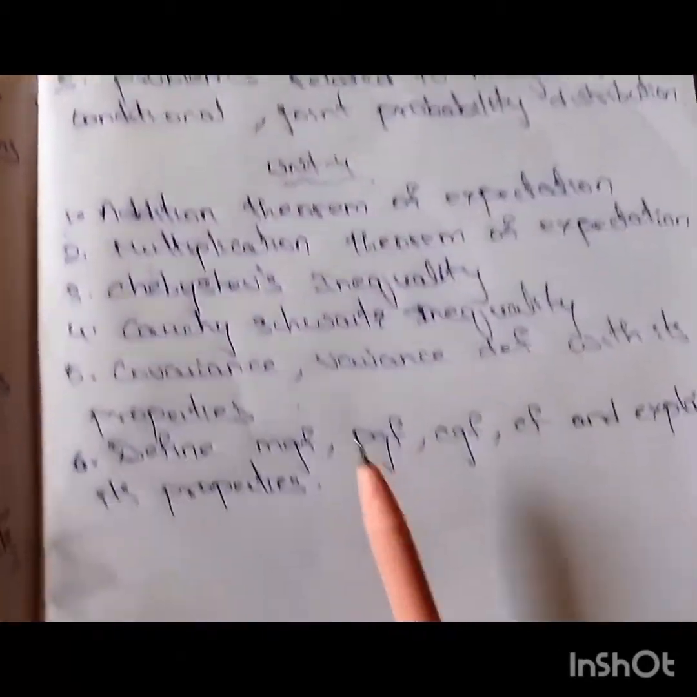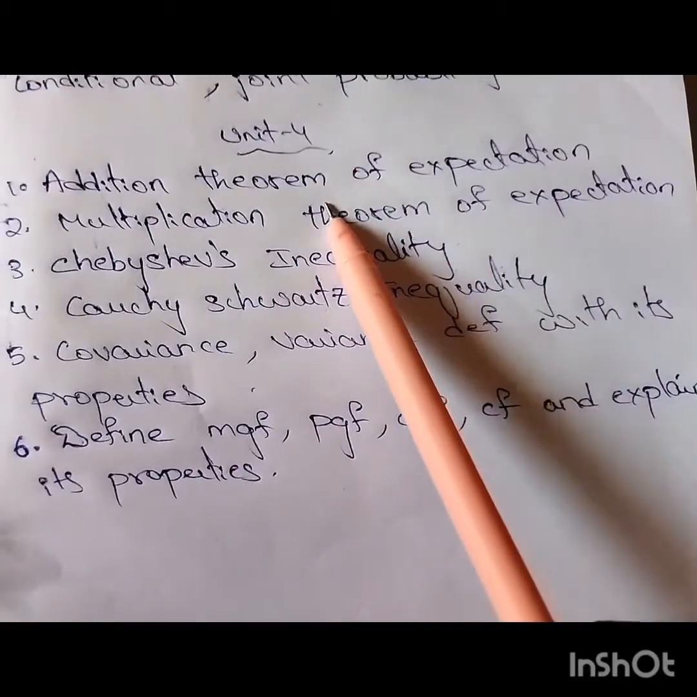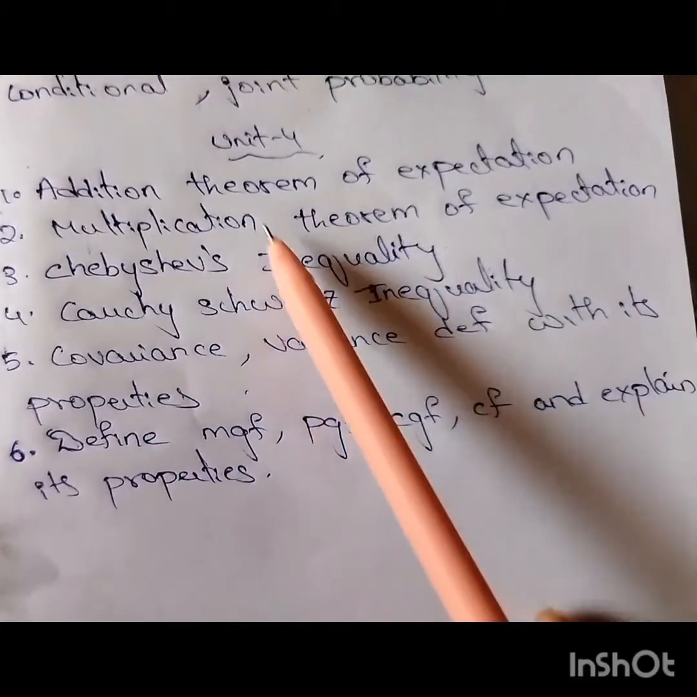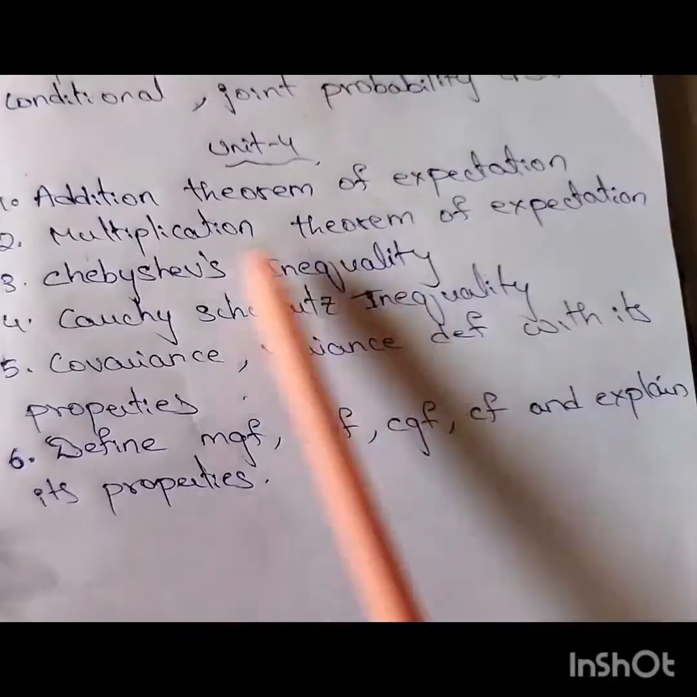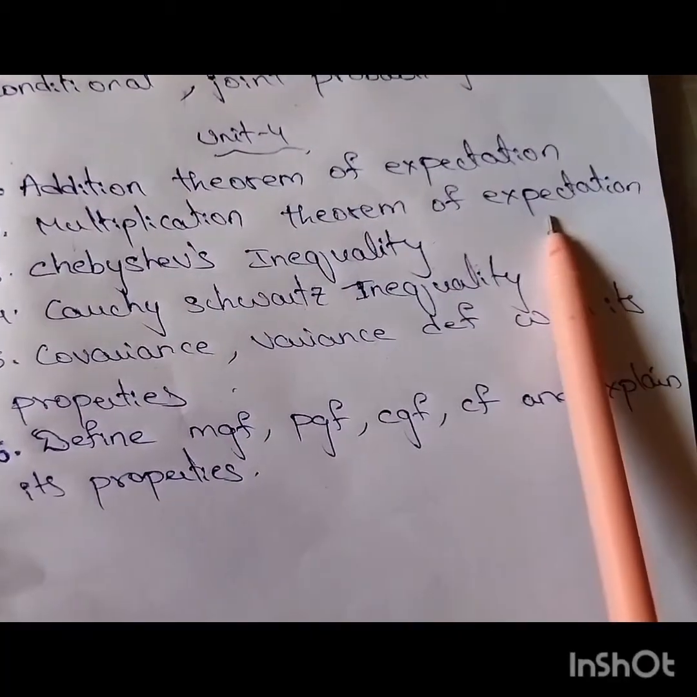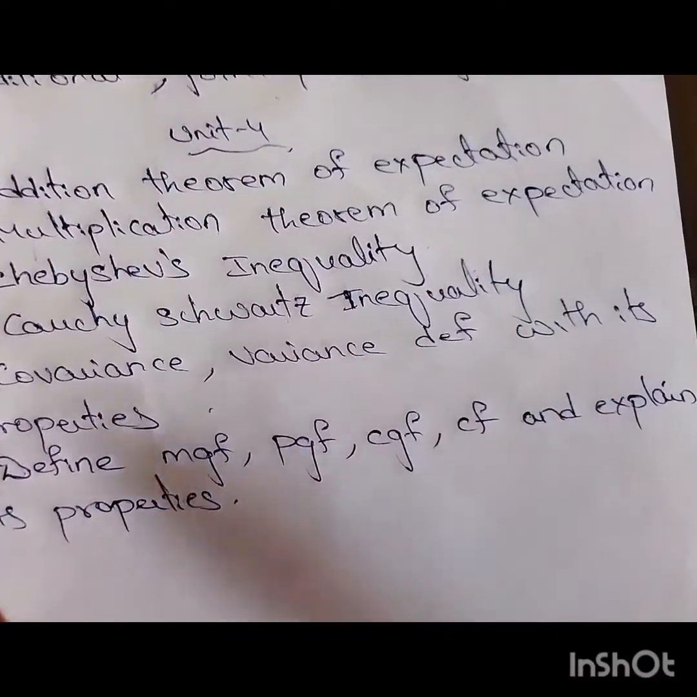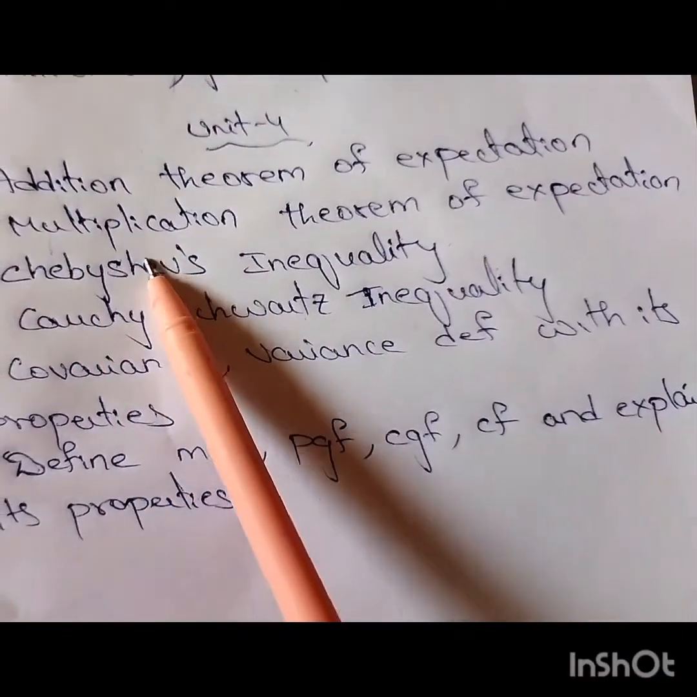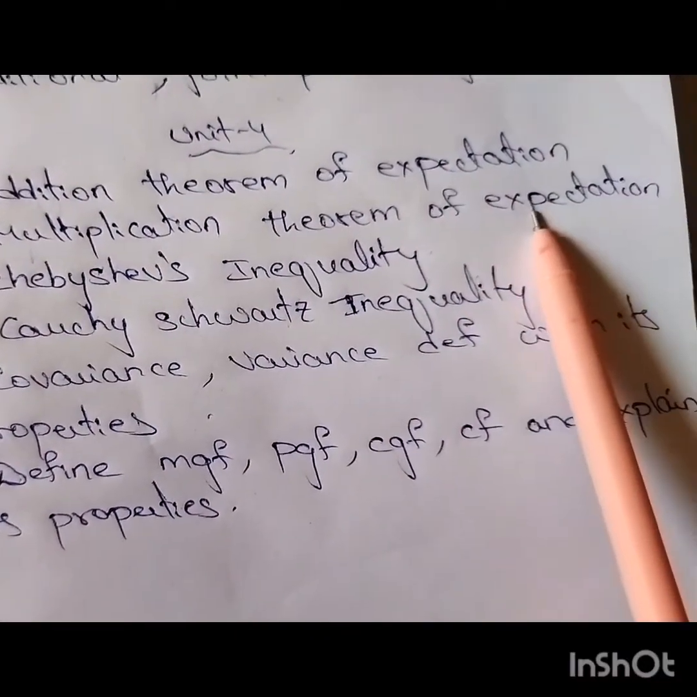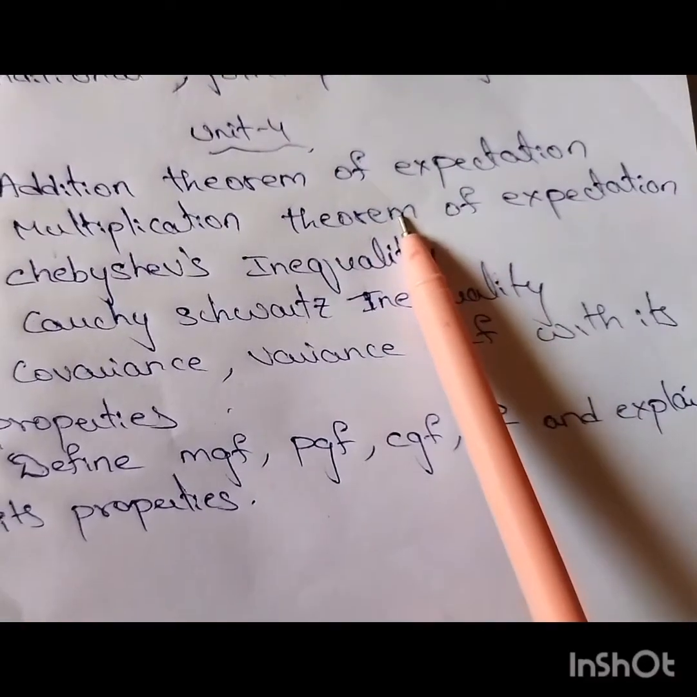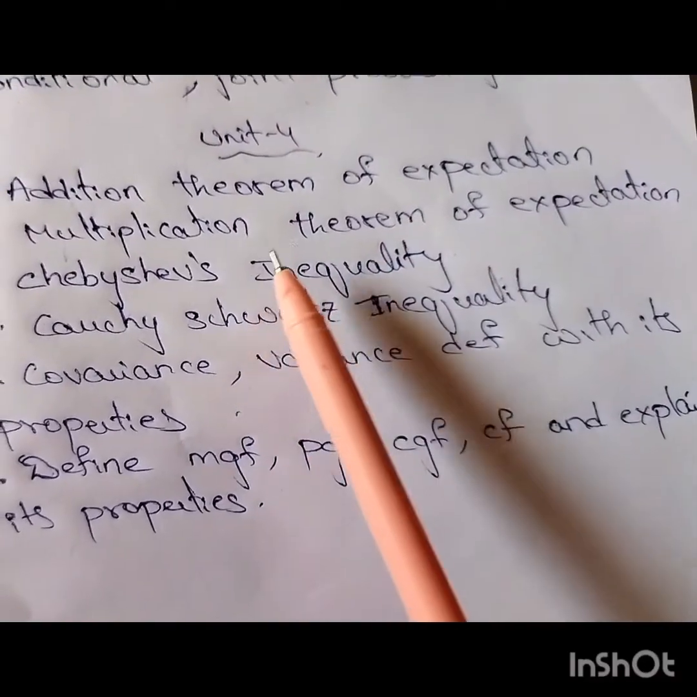Next we go to the fourth unit. In unit 4 you are having 6 questions. Addition theorem of expectation, multiplication theorem of expectation. In unit 2 also you are having the same theorems, but there you have to prove them in case of probabilities. But here you have to prove them in case of expectation. This too you may get for short and long answers.